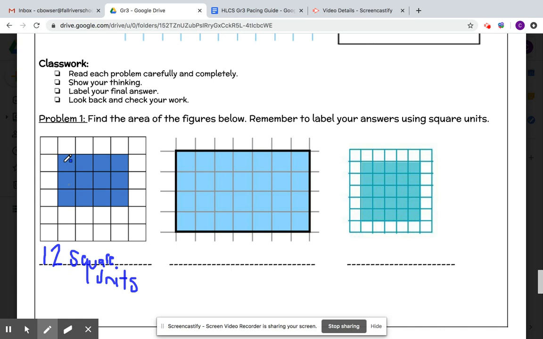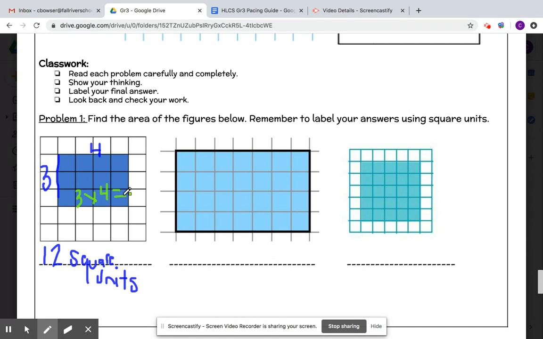We can count the side length. So 1, 2, 3. There's 1 here, 2, and then 3. So 3 times 1, 2, 3, 4. And I know that 3 times 4 equals 12. I can skip count by 3s. 3, 6, 9, 12. Good. So 3 times 4 is another way to find the area.